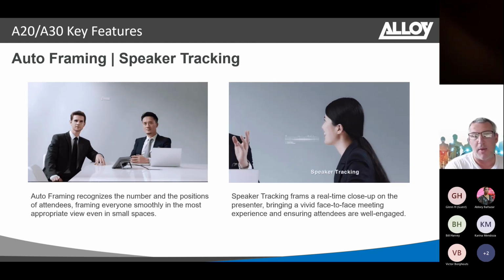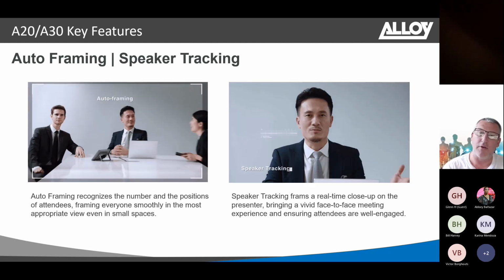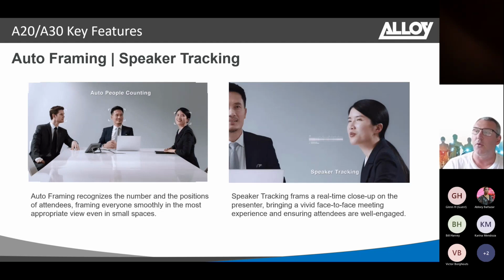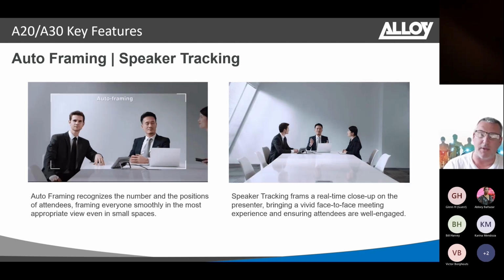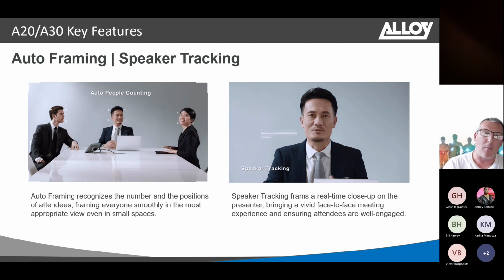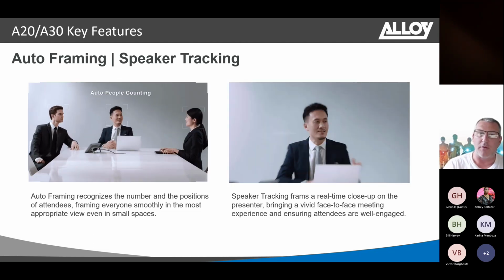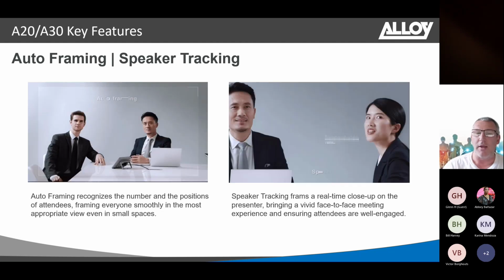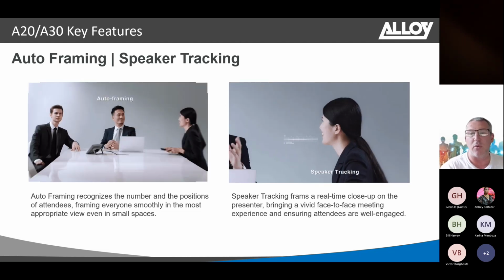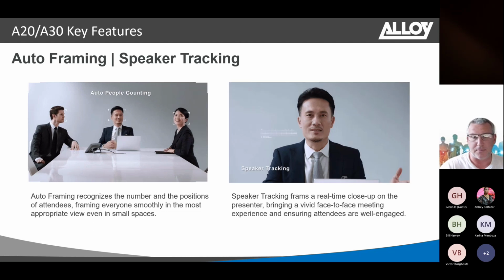Then the difference with speaker tracking is that it's actually going to zoom in to the person who is speaking. So rather than auto framing, where it's going to fit every person in the room into the middle of the frame, speaker tracking is going to zoom in on that individual who's actually talking.